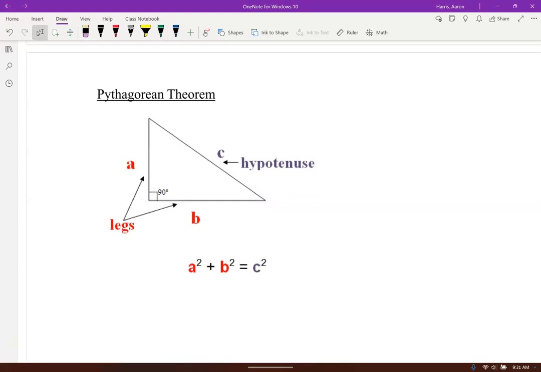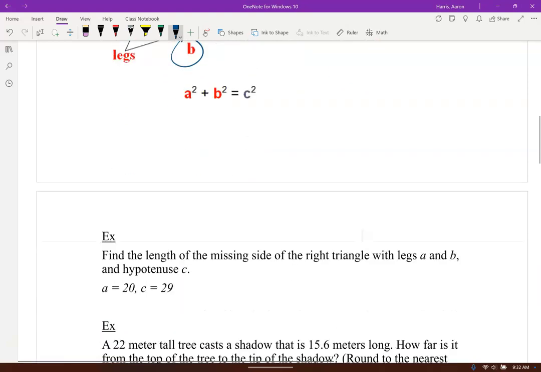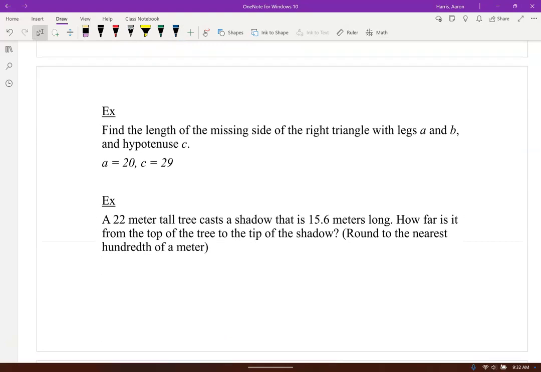The Pythagorean theorem says if you have a right triangle, so we have a 90-degree angle, then a squared plus b squared must equal c squared. The sum of the squares of the legs equals the square of the hypotenuse. The hypotenuse is the side opposite the 90 degrees. By the way, c is traditionally the hypotenuse. So let's go ahead and do this one here.